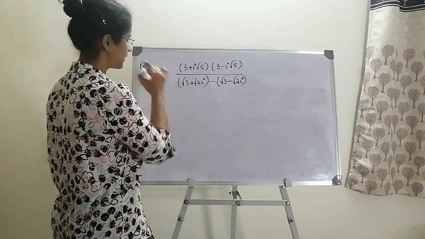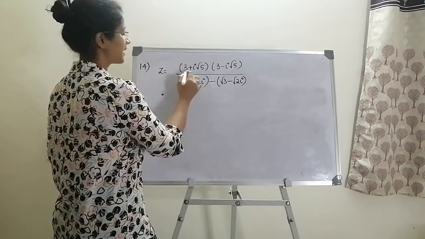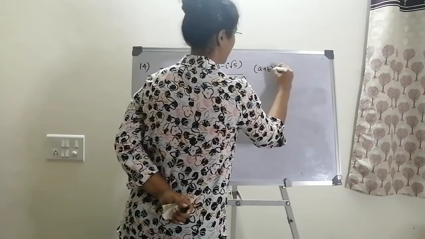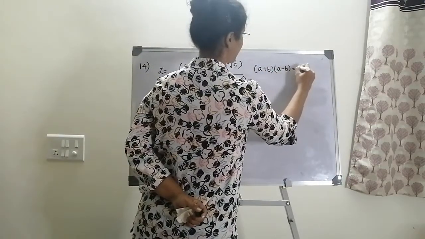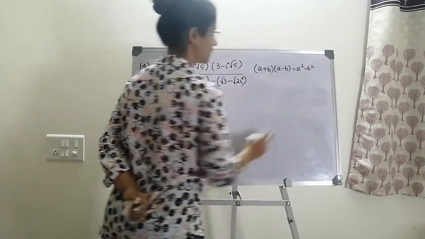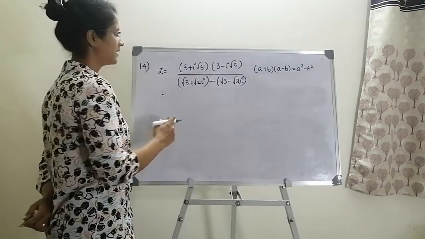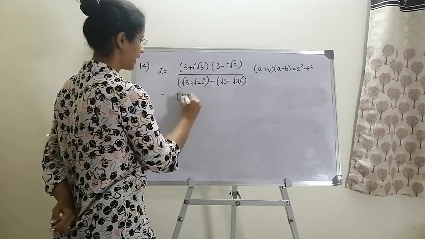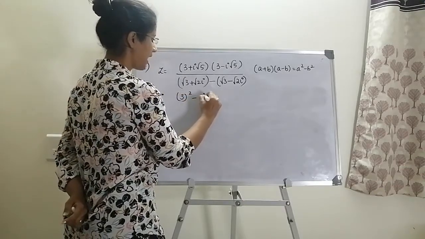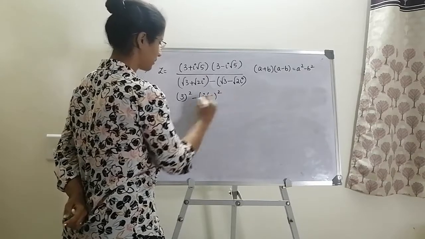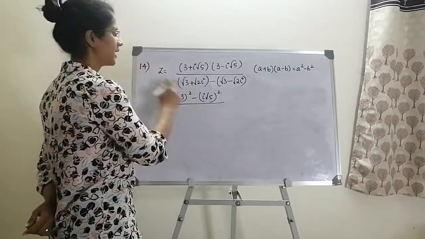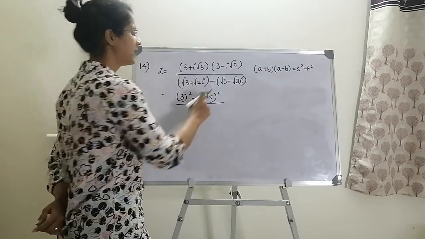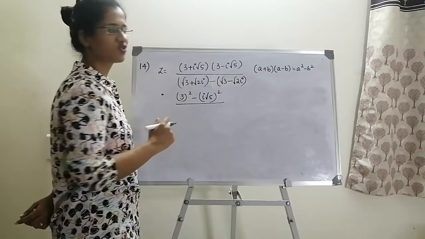So this can be written as numerator resembles (a plus b) into (a minus b). So (a plus b) into (a minus b) is equal to a square minus b square. So using this identity, I will simplify the numerator. So I can write this as 3 square minus (i root 5) the whole square divided by, in the denominator I have root 3 plus root 2i minus (root 3 minus root 2i).